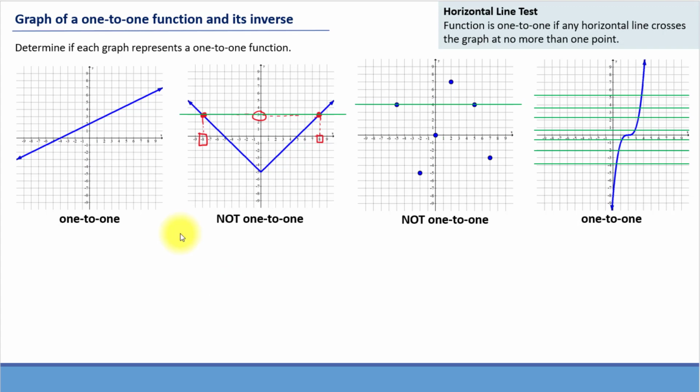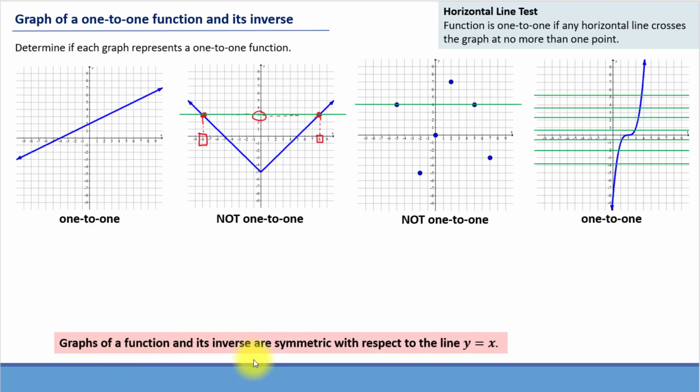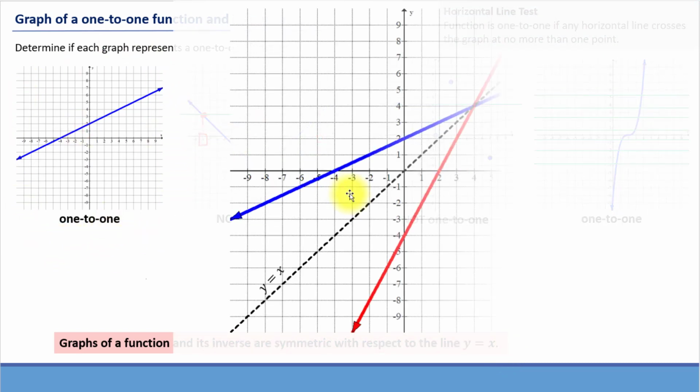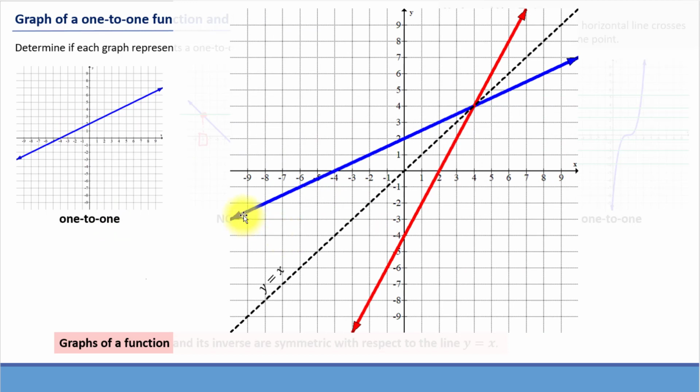And once we determine that a function is one-to-one, it means that it has an inverse. And this is what we know about the graph of a function and its inverse. Graphs of a function and its inverse are symmetric with respect to the line y equals x. Let me show you. Let's take this graph of a one-to-one function. Here I'm showing, again, the same graph in blue, and in red is the graph of the inverse function. This line is y equals x, and you can see how graphs of a function and its inverse are symmetric with respect to this line.